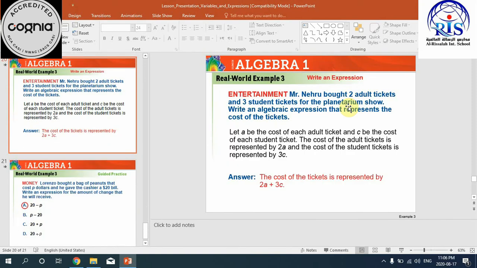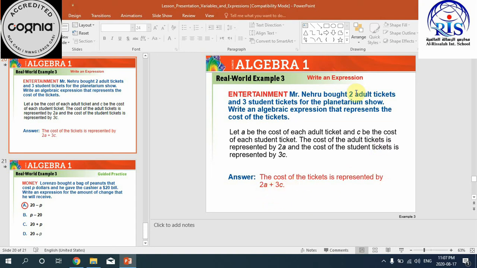Of course, here I have a kind of problem solving. Mr. Nehru bought 2 adult tickets and 3 student tickets for the planetarium show. Write an algebraic expression that represents the cost of the tickets. Of course, instead of adults, I use variable A, and instead of students, I use variable C, for example. Then the cost of the tickets is represented by 2a plus 3c.